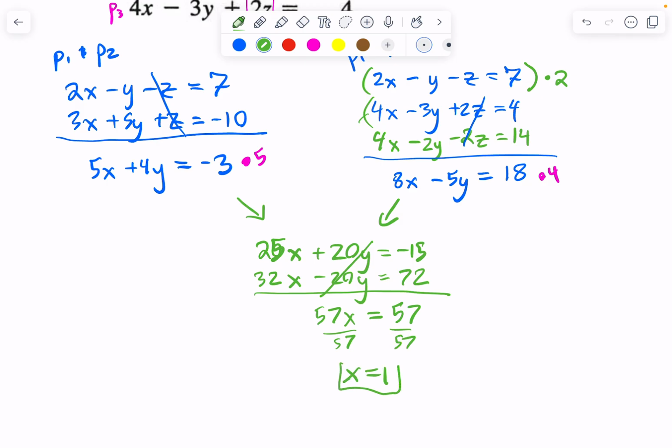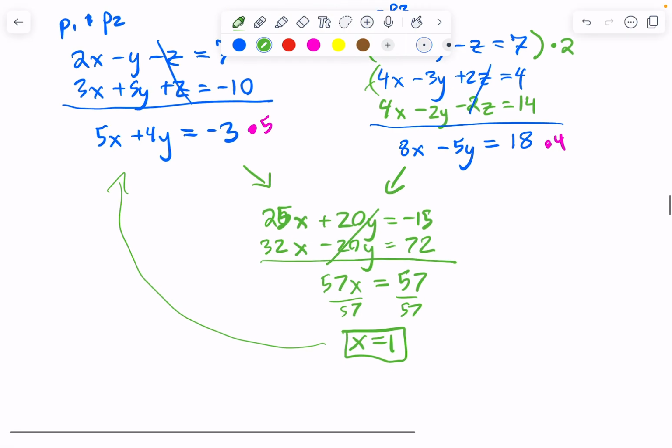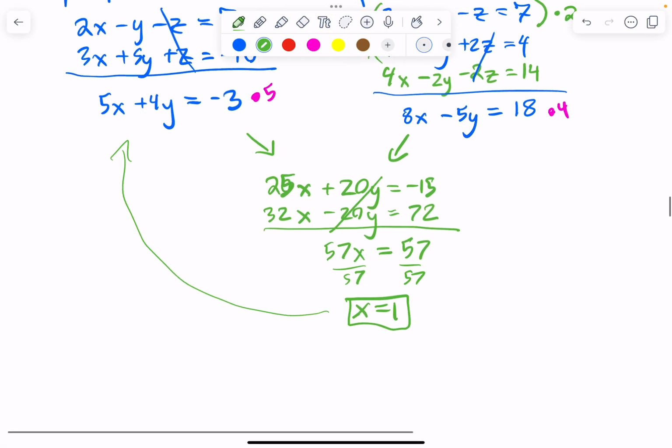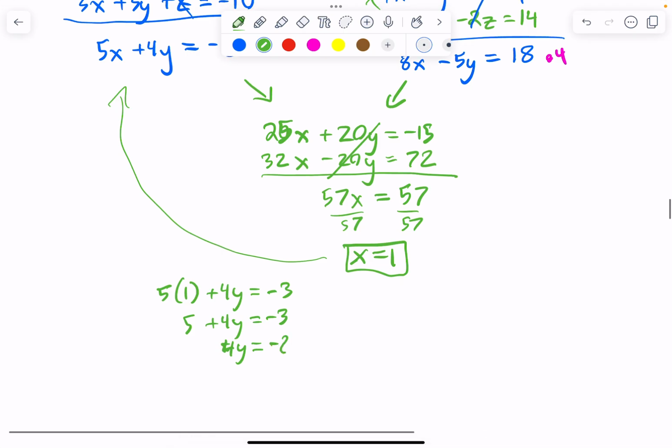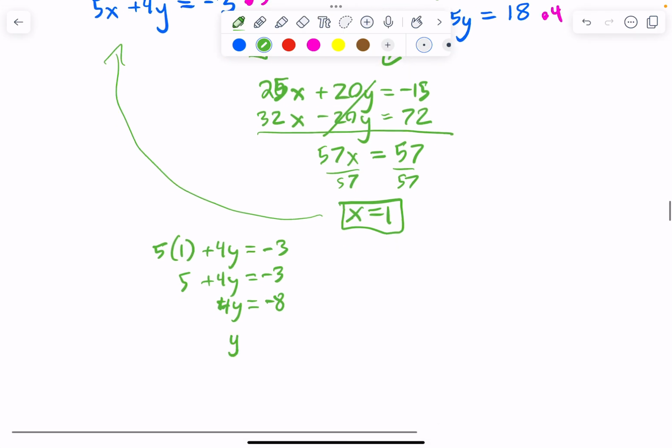Now we can plug this in anywhere, but it's got to be a two-variable equation. So I'm going to plug it in over here for no particular reason. I get 5 times 1 plus 4y equals negative 3. So 5 plus 4y equals negative 3. We subtract the 5, so 4y equals negative 8. We divide, and we get y equals negative 2.